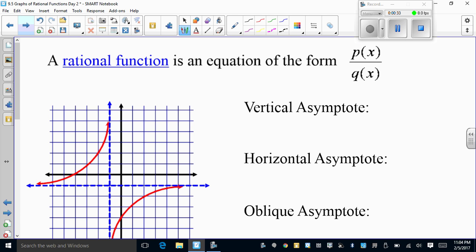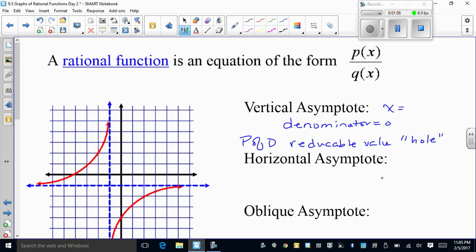So a rational function is an equation of the form p of x over q of x, so fraction over fraction. Vertical asymptotes are going to be x equals, remember this is where the denominator equals 0. Don't forget about your point of discontinuity, a reducible value, but it becomes the hole in your graph. And I'm pretty sure we have one example of that.